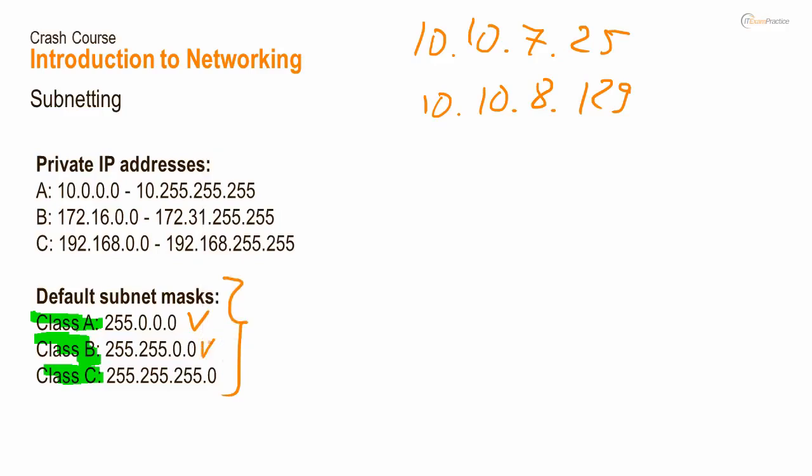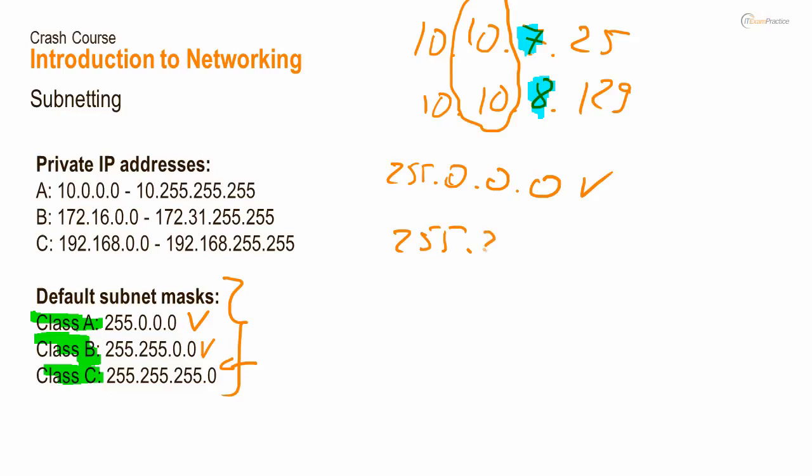Both will work. Class C is not good because the third octet is not the same. It's 7 and 8. That's why it's not good to go for 255.255.255.0. It's okay to go for 255.0.0.0. Even though they match, I said I didn't care. I'm okay, I don't really care. They match, they don't match, I do not care. That's why this subnet mask is okay. And of course, 255.255.0.0, because the first two octets have to match.